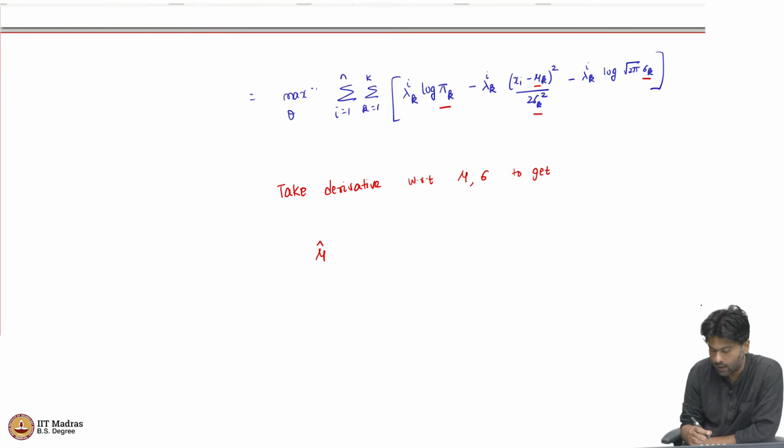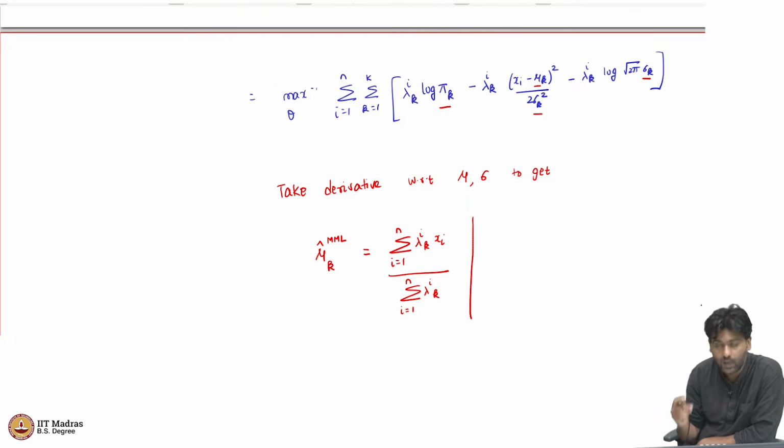Mu hat, I am going to call this a modified maximum likelihood. It is not the maximum modified likelihood, right. So, we are not maximizing the original likelihood, we are maximizing a modified function. The kth value is going to look like sum over i equals 1 to n lambda i k xi divided by sum over i equals 1 to n lambda i k. We have a closed form for mu's, if we fix lambda and maximize the modified likelihood function with respect to theta.